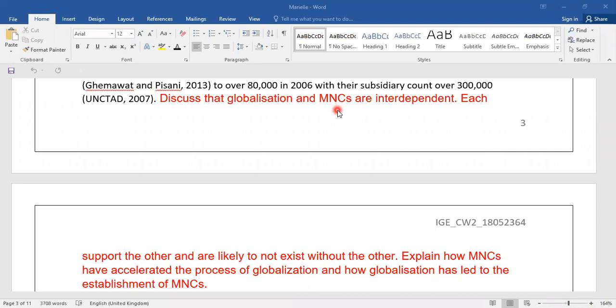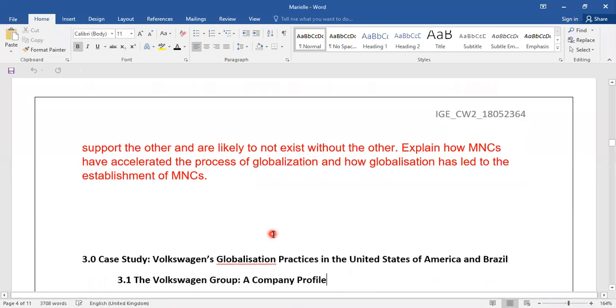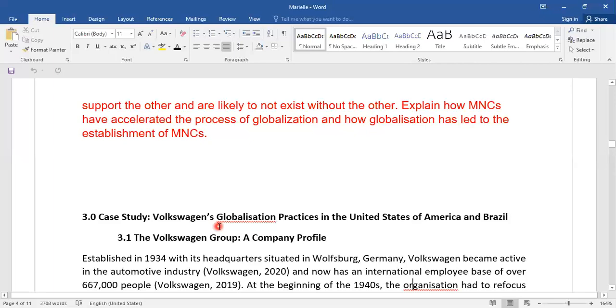So the third section of this assignment, 3.0, is a case study on your chosen company and its impact on two countries. Mariel's company is Volkswagen, and her chosen countries are the US, one developed and one developing. Students, I received an assignment this week, and the student discussed Brazil, and I think it was Chile, Brazil and Chile.